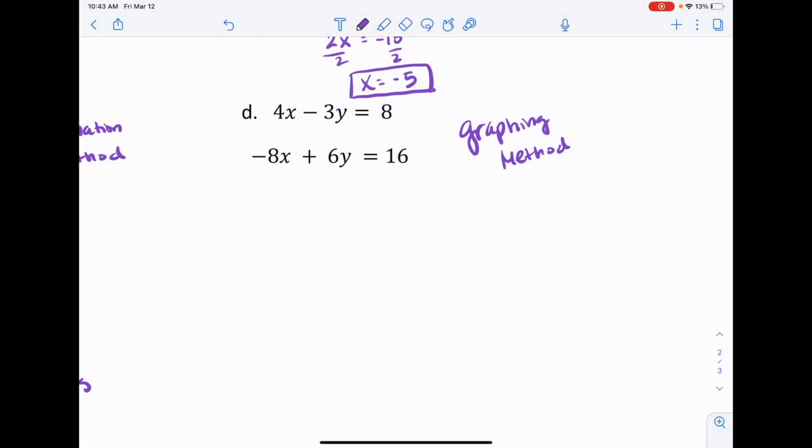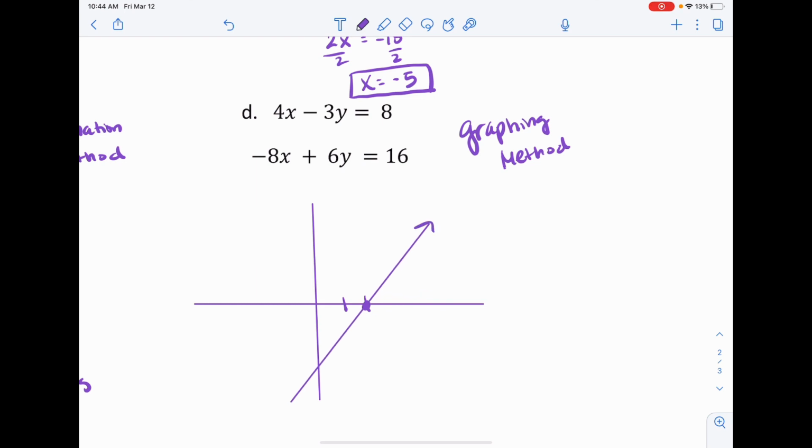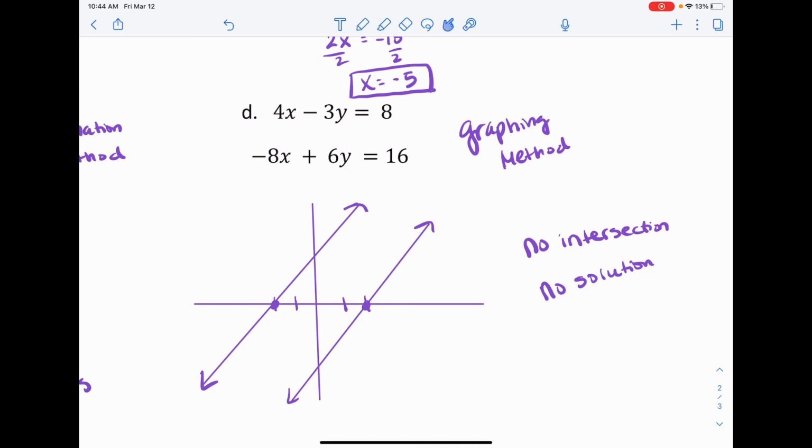So just to sketch this out really quick, just going to sketch it out. So we had one that crossed here, and then we had one that crossed like right here. And again, this is no intersection, so no solution. Okay, and that completes our video.